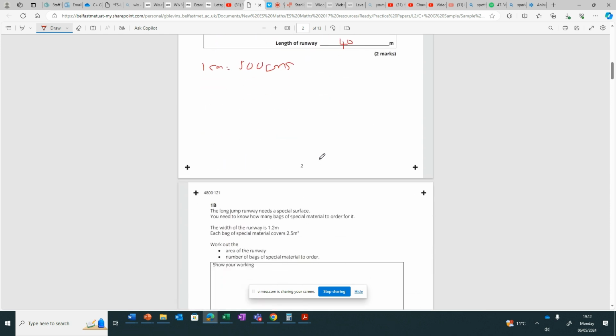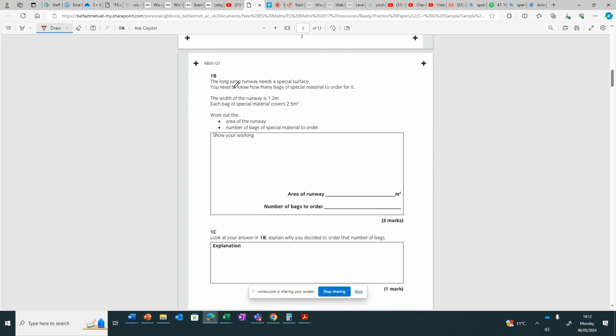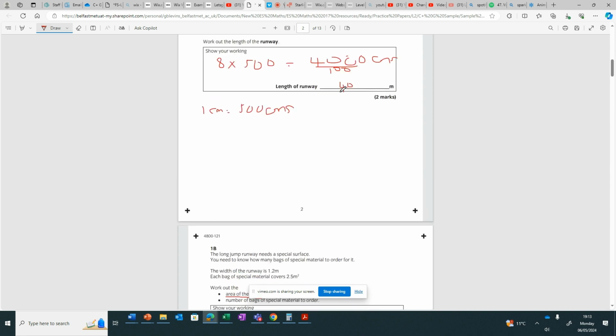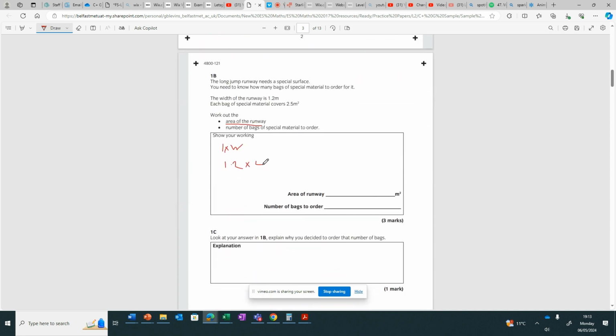Next, the long jump runway needs a special surface. The width of the runway is 1.2. Each bag covers 2.5 meters. Work out the area of the runway. Well, area is length times width. So the runway, I know the width is 1.2. We need to multiply it by the length. That was the previous question we did, which is 40. Multiply them together, length times width, and we get 48 meters squared.